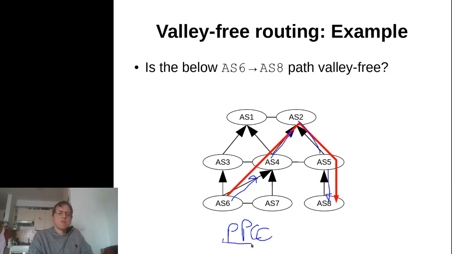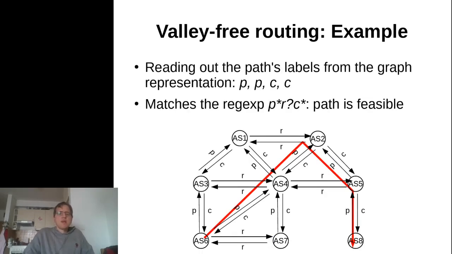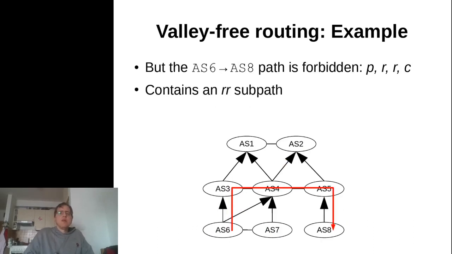Of course it does. It contains any number of P links, then exactly 0 peer links, and then any number of customer links. So in this particular case, we get that this path matches the regular expression, so this is feasible. And the last example that we use: AS6 to AS8, provider link, then a succession of 2 peer links, and the customer link.